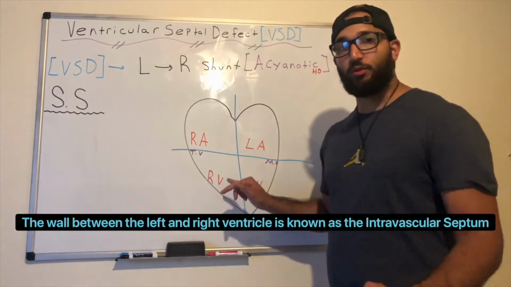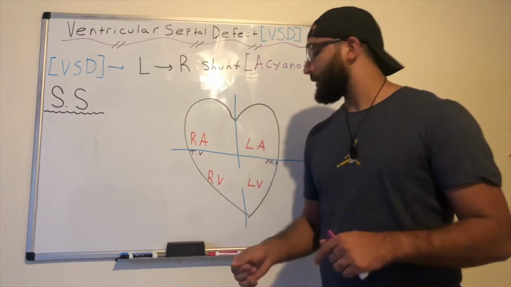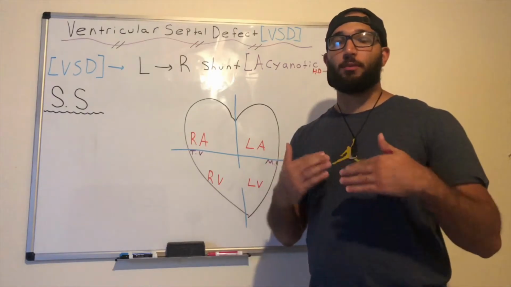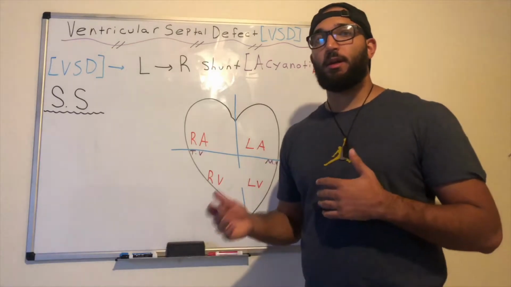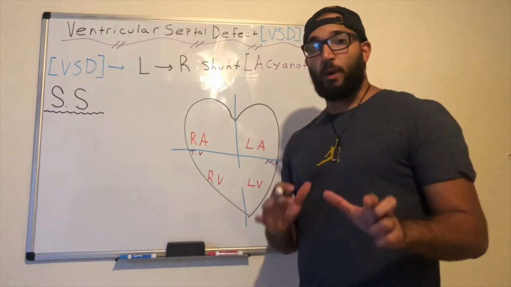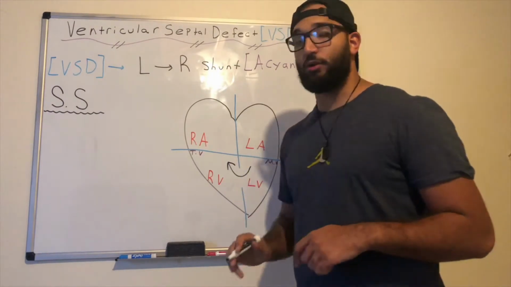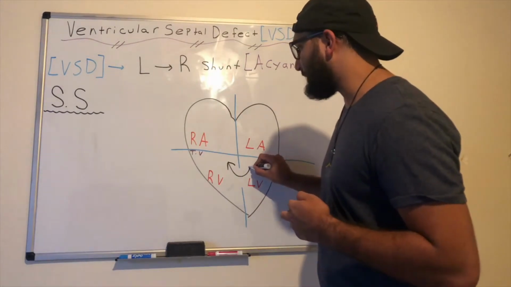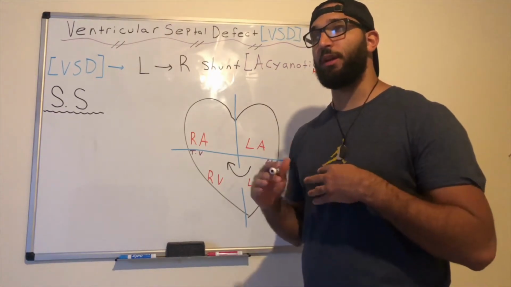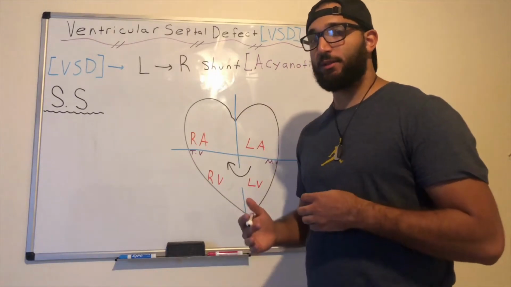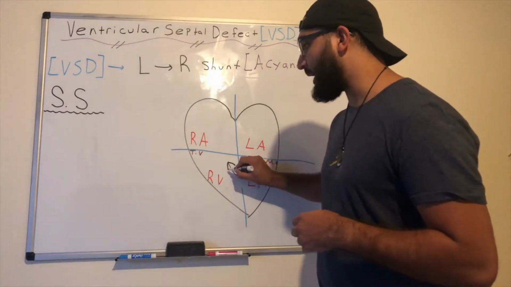The wall between the two ventricles, also known as the interventricular septum, remains open. Typically, this wall closes when the child is born. Sometimes you get children who have this wall that remains open, and it requires medical intervention. So remember that blood is flowing from the left ventricle to the right ventricle, because the left ventricle naturally pushes blood out at a higher resistance.